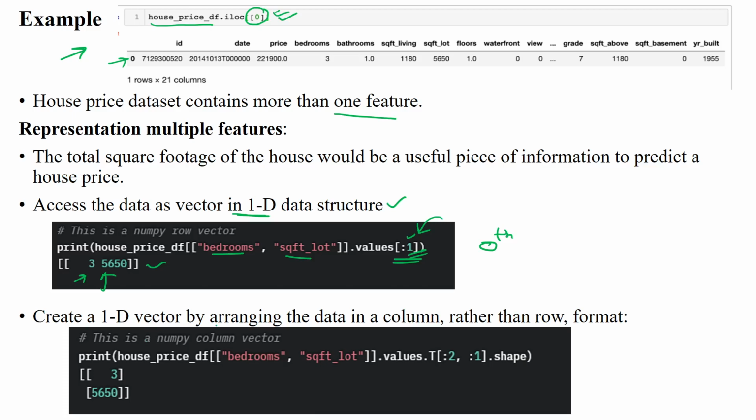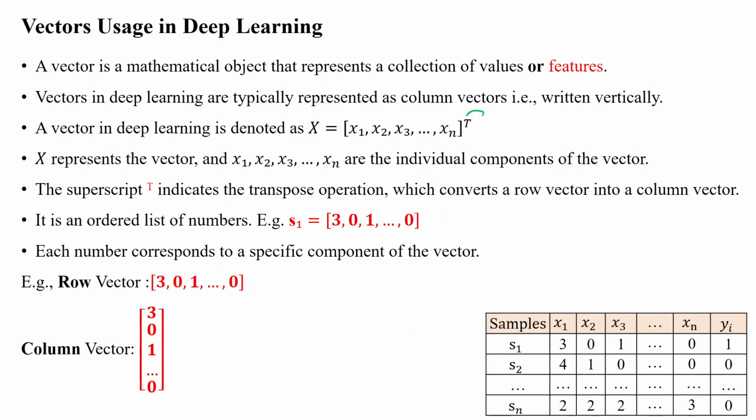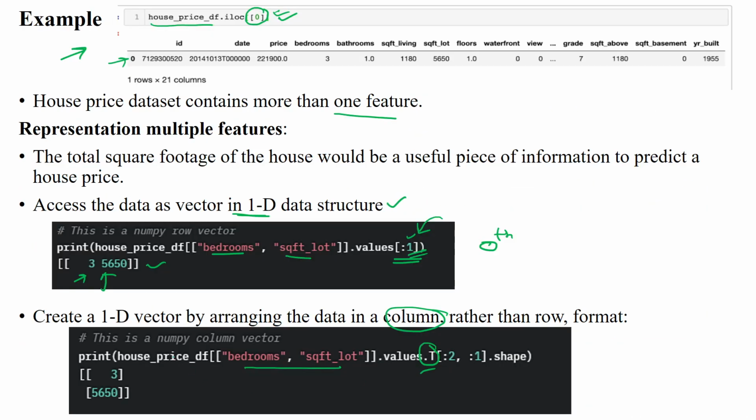Then if you want to represent that data in the form of a column vector, we can use the same feature names, .values, and apply the transpose. That's what we have represented in this slide. When you apply the transpose to the row vector, you get the column vector. The same values of the row vector are now represented as a column vector, with two rows and a single column. So vectors are very useful to represent the data in deep learning models.